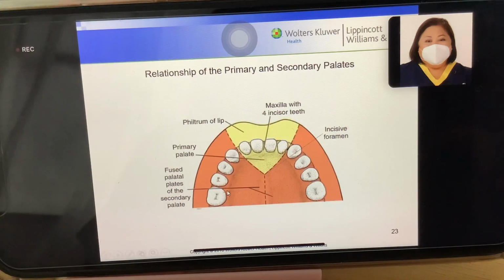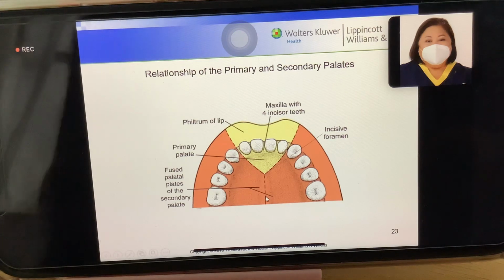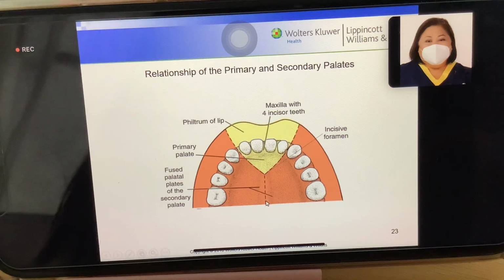So we have the line of fusion. Okay, these are the lines of fusion. So they fuse at the middle, they fuse at the side, they fuse at the side. Okay, so the primary and secondary palates fuse, and at the midpoint of these lines of fusion is the incisive foramen. Okay.